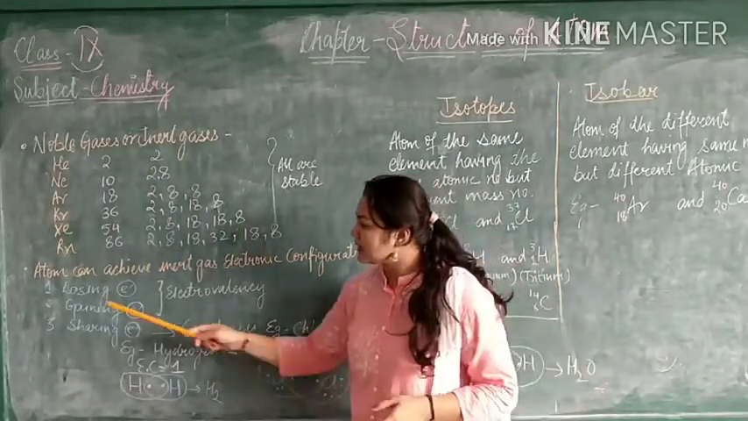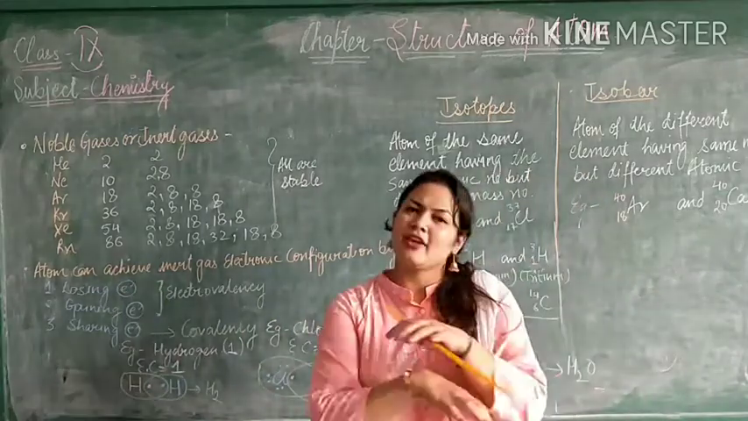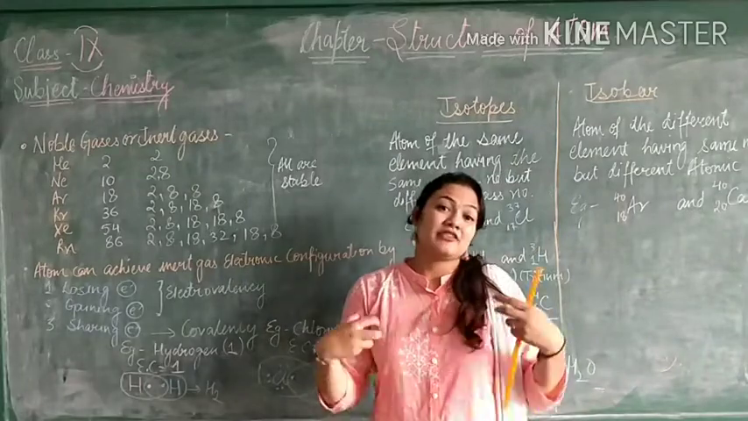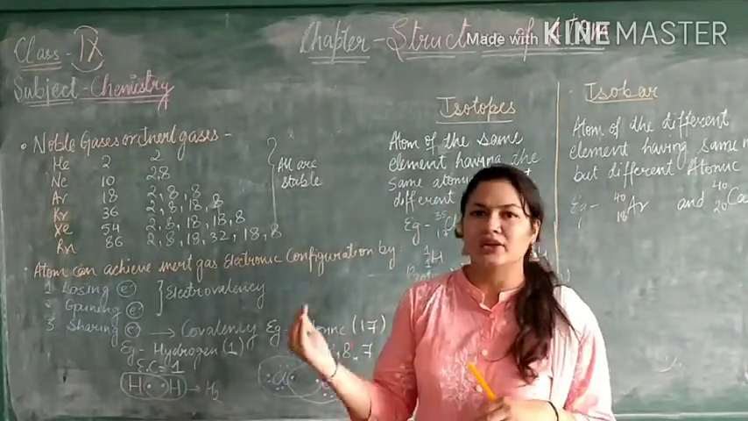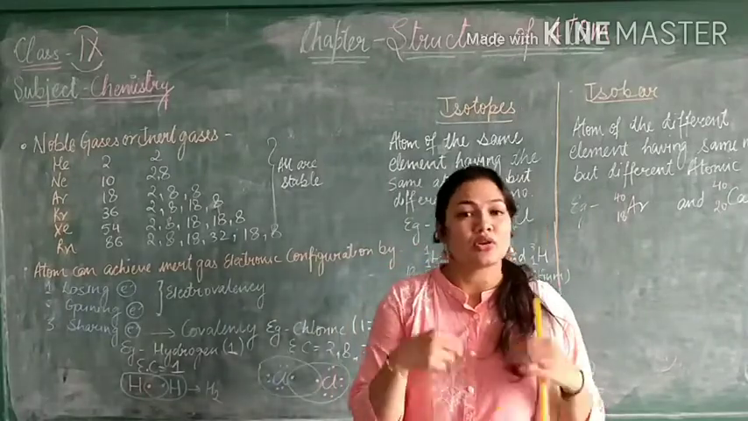Now the next topic is how an atom can achieve inert gas electronic configuration. See, obviously everybody wants to be stable. As I told you, I also don't want to work, okay, if I have everything, so I will not go and do a job. I will have my own venture, my own business.